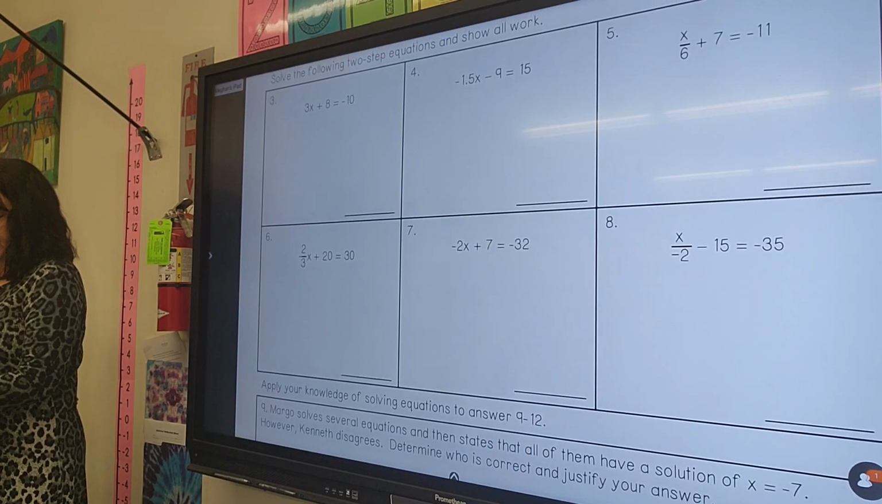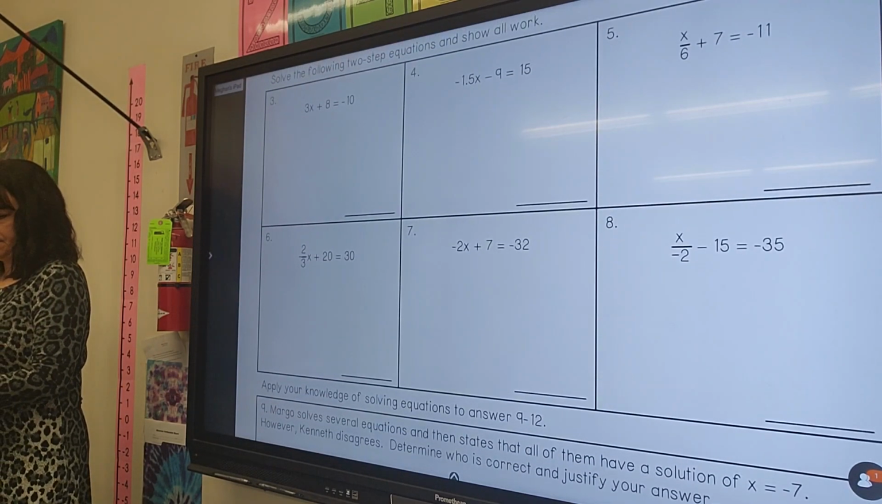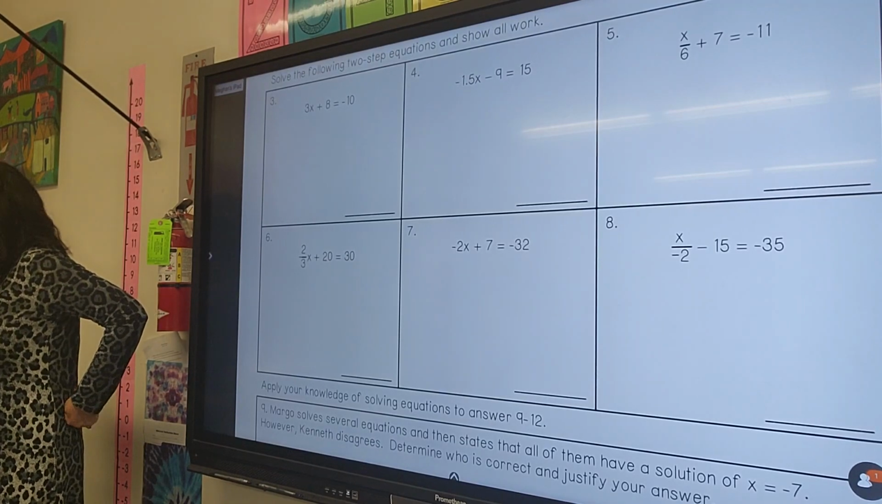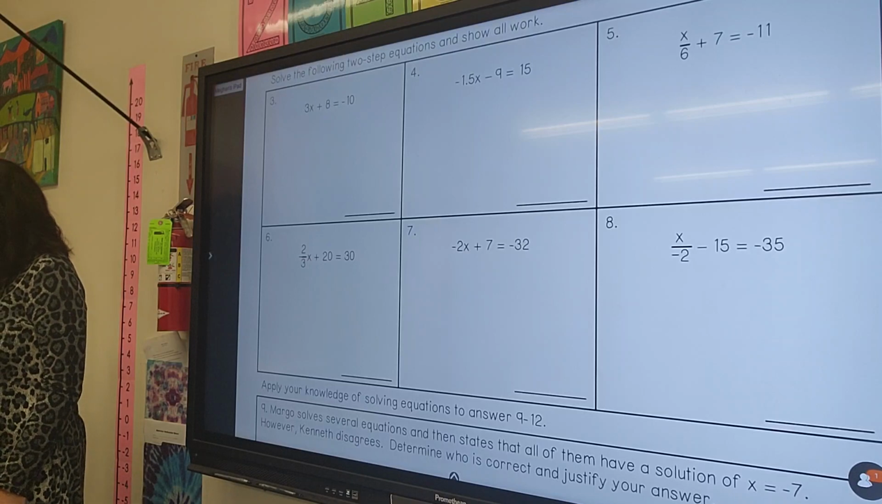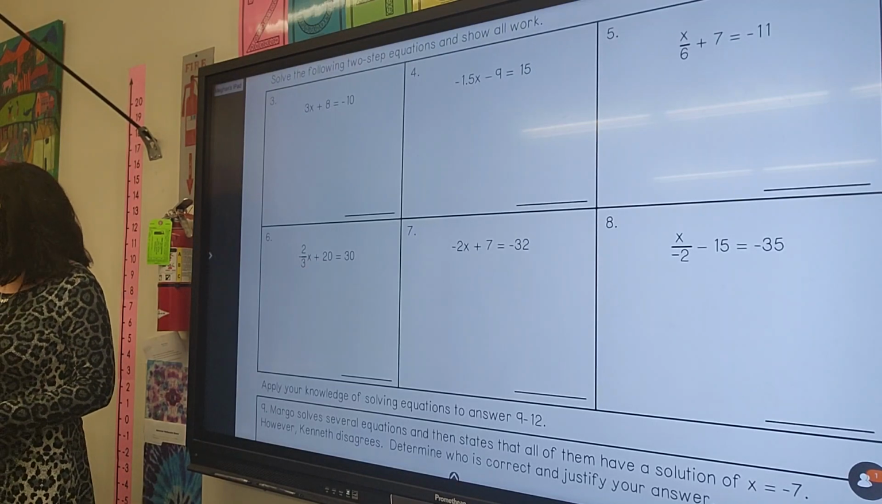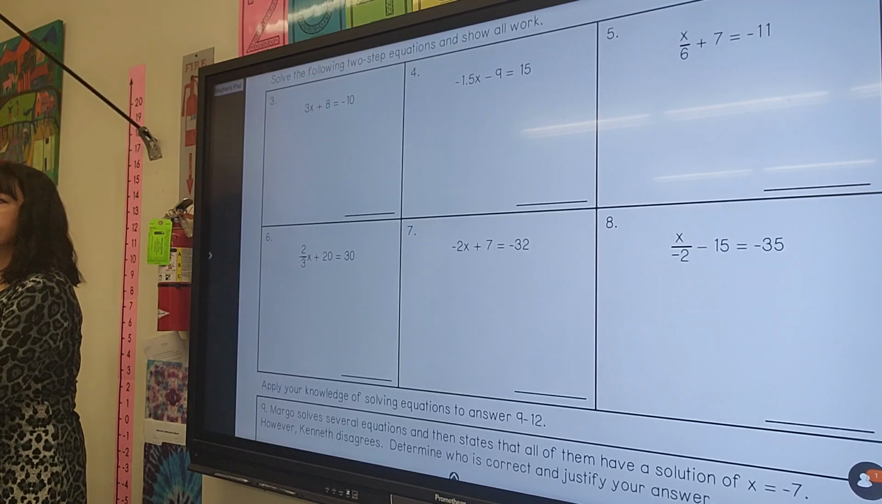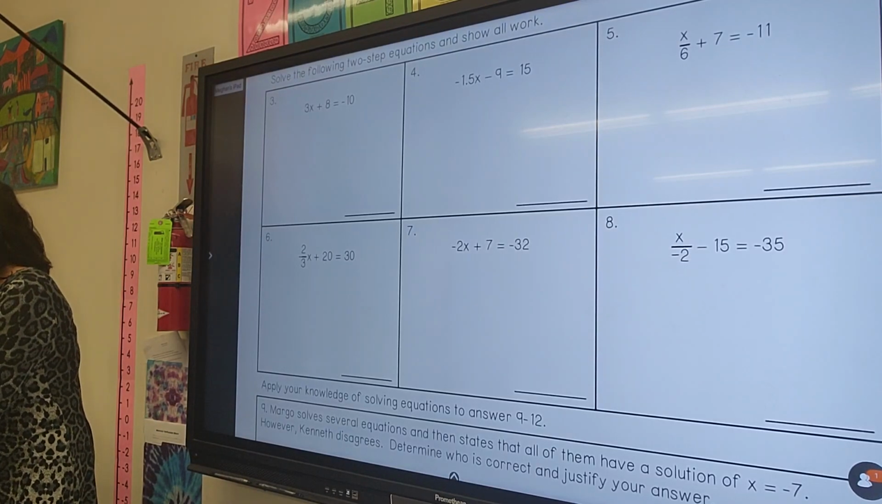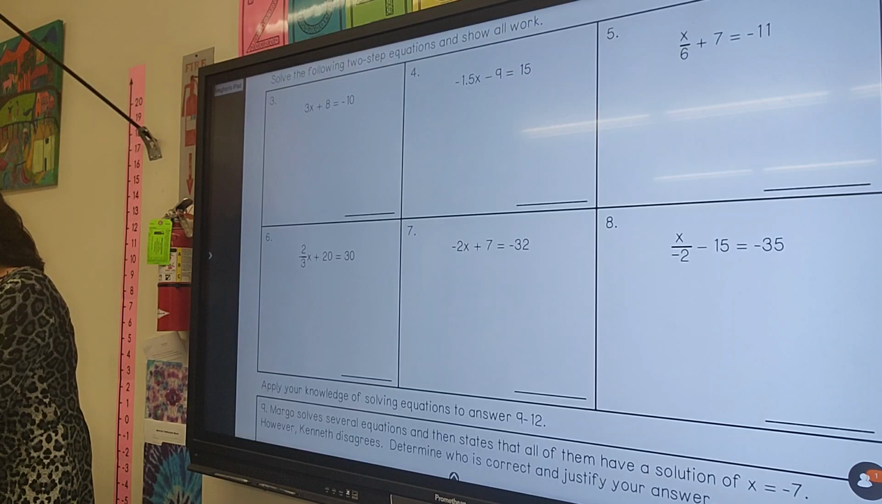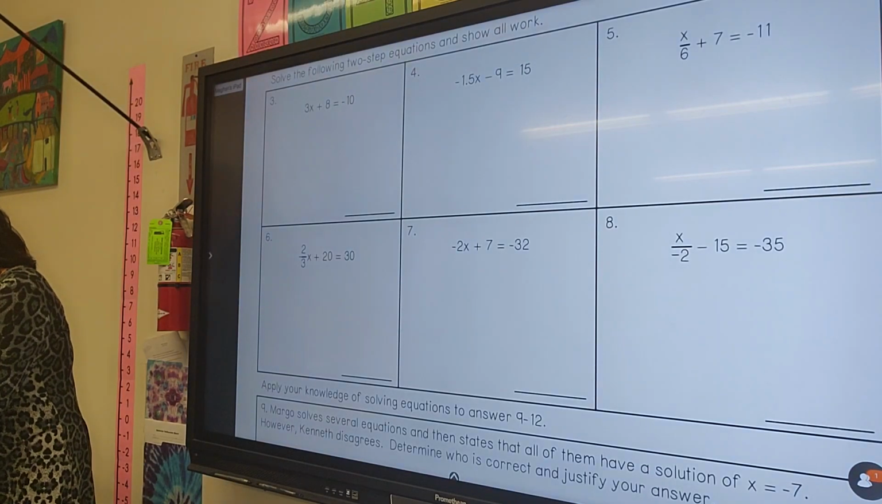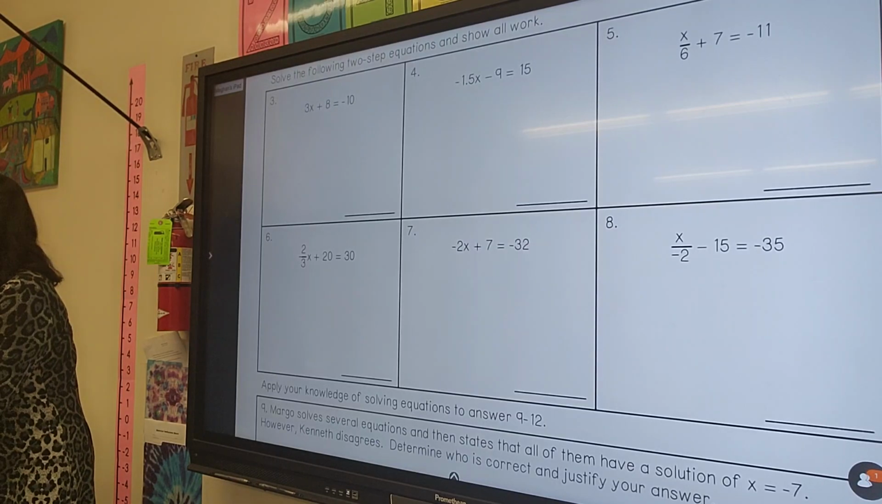Let's have you guys try number 3 at your table. This one has whole numbers. Just remember your answer there, it equals a negative 10. When you finish, just put your hand up for a sec so I know.